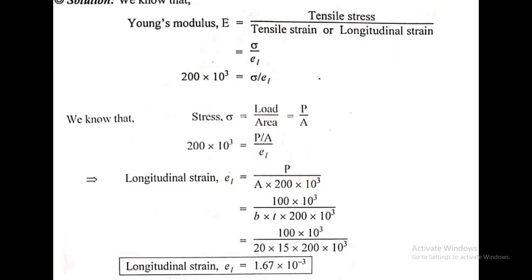We know very well Young's modulus equal to stress by strain. In that you substitute the value of Young's modulus. We also know stress equal to load per area. So that also we substitute in that previous equation. In that there is only one unknown, that is longitudinal strain. You keep the unknown in the left side and remaining in the right side. Do the calculation. You are going to have longitudinal strain as 1.67 into 10 power minus 3.